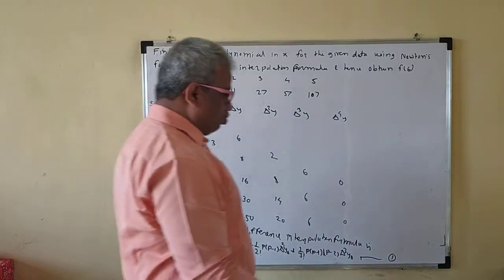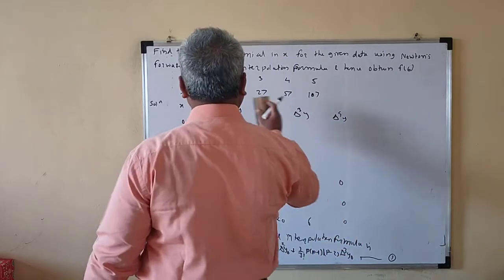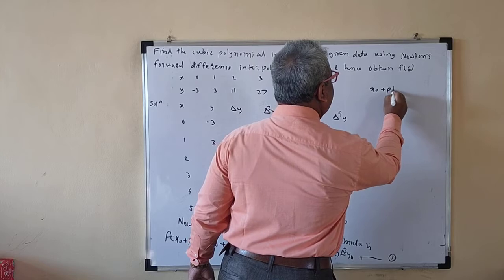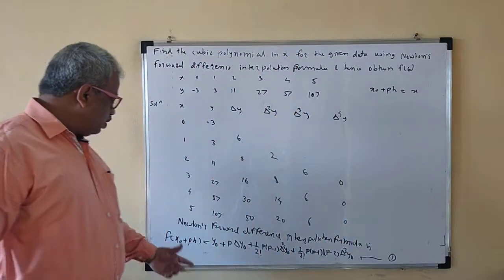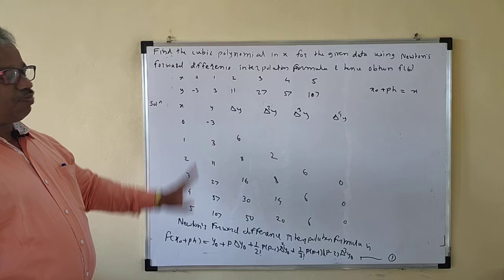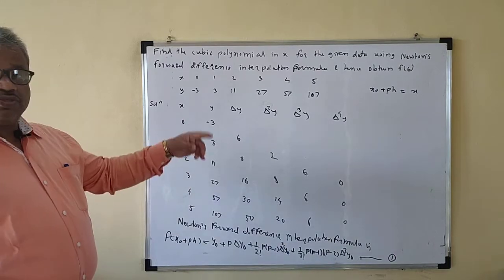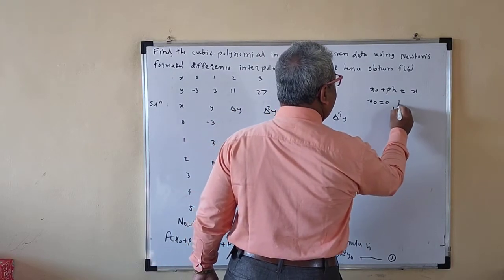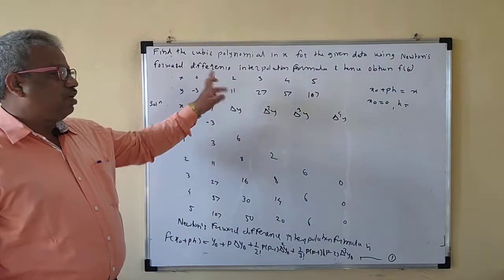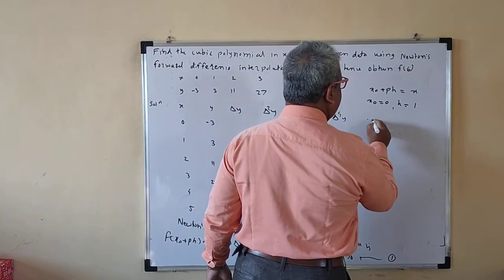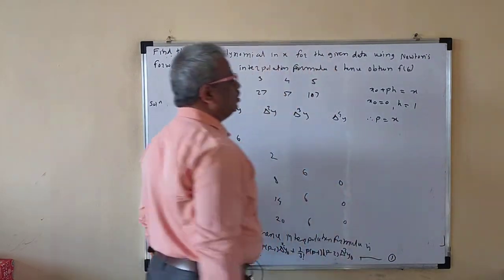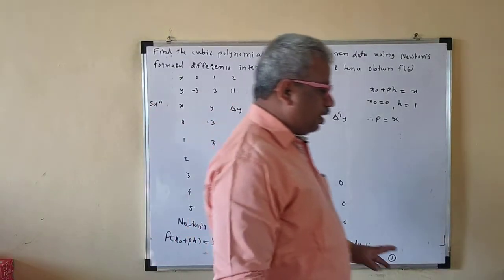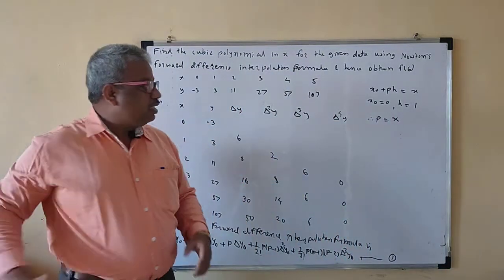Now I will erase the upper part. Before that, I want a polynomial, which means I want x naught plus ph as x only, because I want a polynomial in x. x naught is the first value of x, so x naught is 0, and h is the interval difference, which is 1. Therefore p is equal to x.